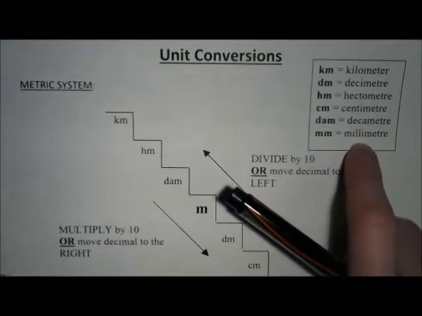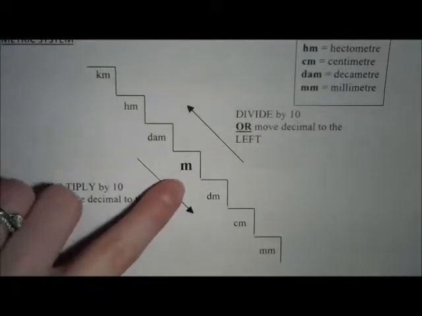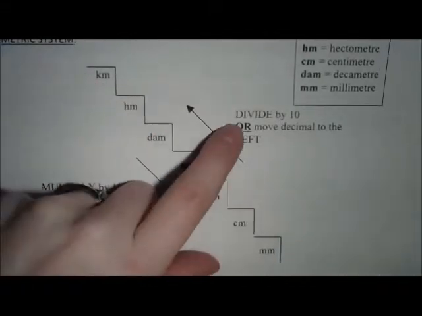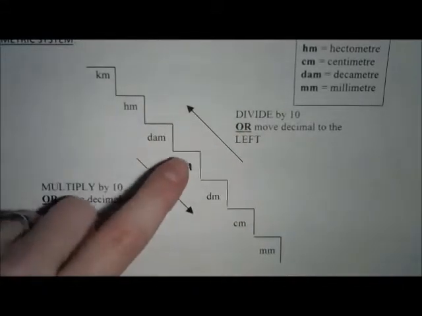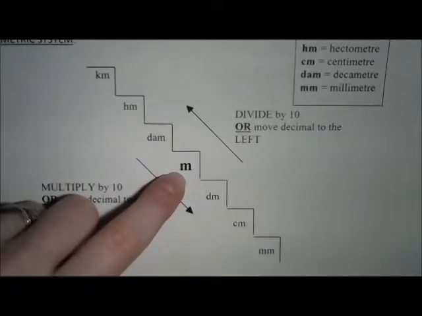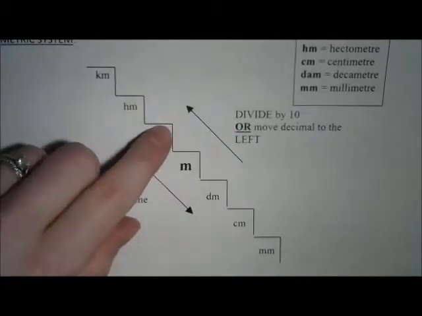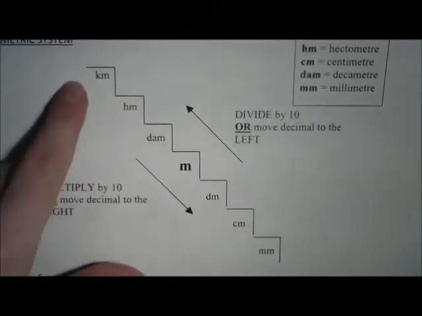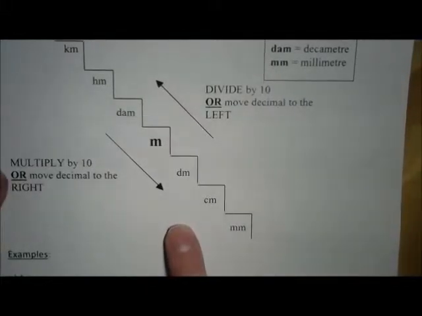Okay, so how to use this chart is if you need to convert something from meters or decimeters and go in this direction, you are dividing by 10 each step you go. So for example, if you were going to go from meters to kilometers, you're going to divide this number by 10, 100, 1,000. So you would divide this number by 1,000. To go the other way, it's the exact same thing, only we are multiplying.